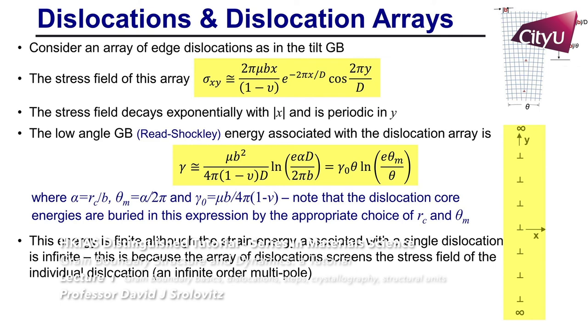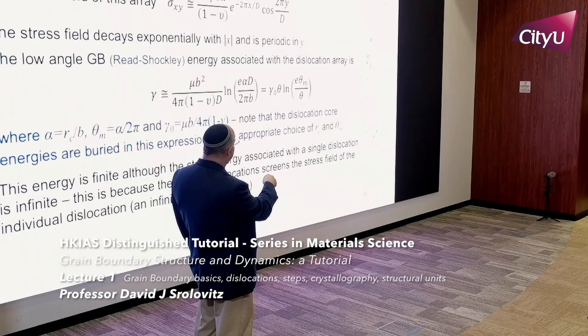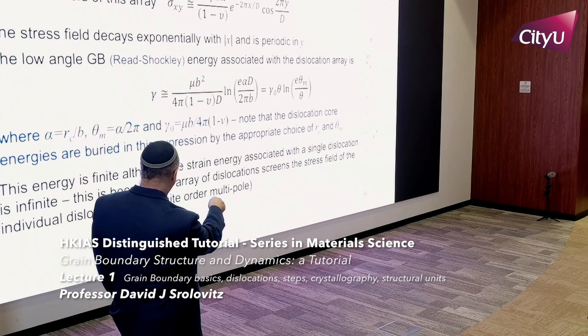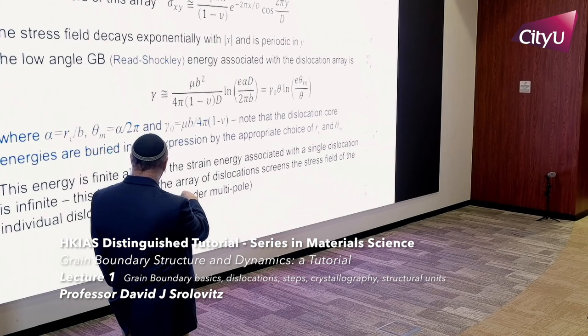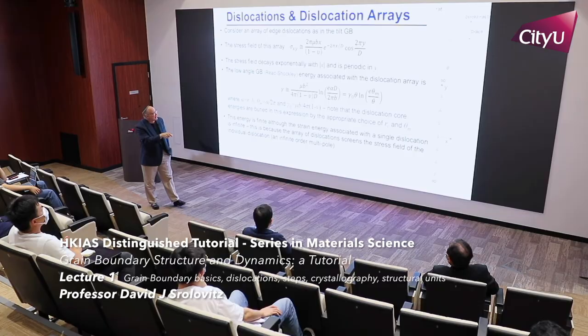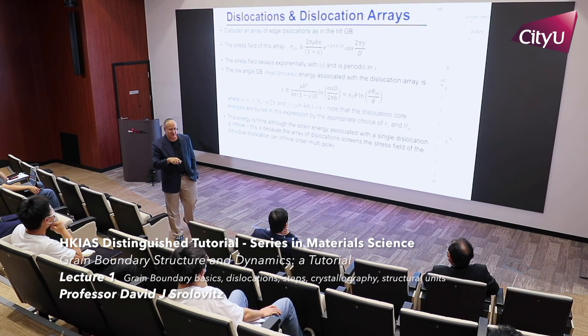And if I then relate d to b and theta like this, gamma_0 should go like, oops, should be mu b squared, sorry, I left out a 2, that's just elastic constants. And these two things here are the things which are going to be related to the core part. And this is the classic energy, the Read-Shockley energy of a grain boundary. So I'll say more about it in a minute.